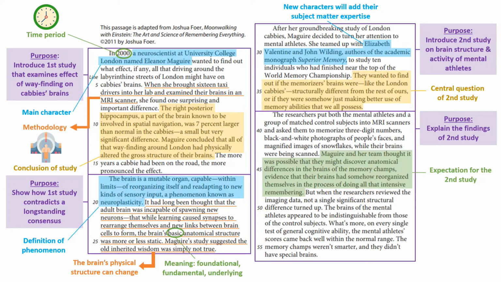Like the cabbies, the mental athletes were expected to have different brain structures from the average person. However, the second study refutes this expectation because no significant structural differences were apparent. The author of this passage sums up this reality using simple, practical diction when he says, "The memory champs weren't smarter and they didn't have special brains."